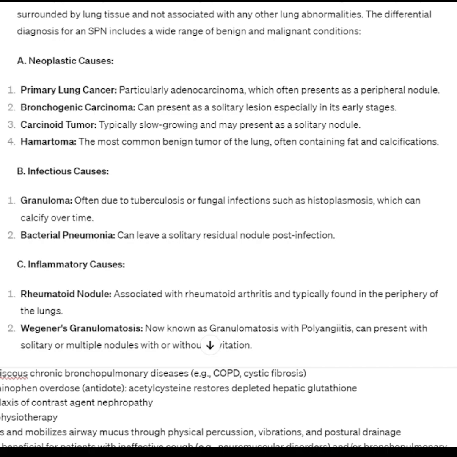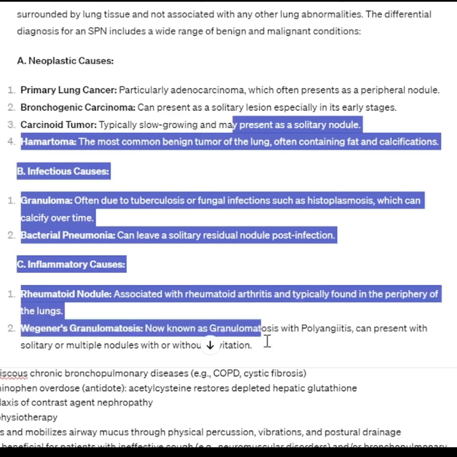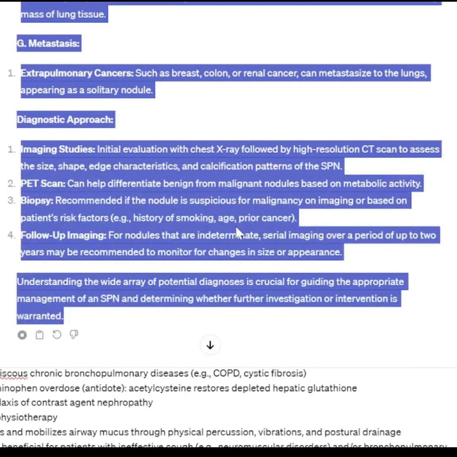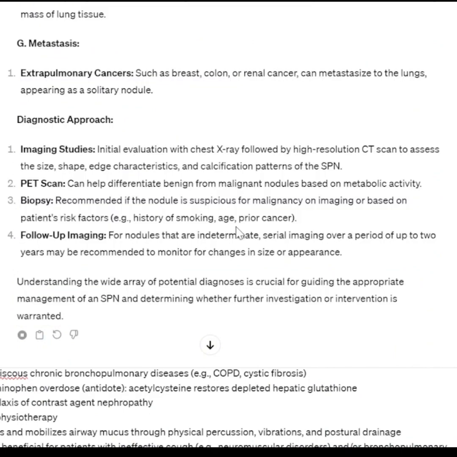F. Benign lesions. 1. Intrapulmonary lymph node can appear as a well-defined nodule on imaging. 2. Pulmonary sequestration, a rare congenital malformation that can present as a non-functioning mass of lung tissue. G. Metastasis. 1. Extrapulmonary cancers, such as breast, colon, or renal cancer, can metastasize to the lungs, appearing as a solitary nodule. Diagnostic approach. 1.